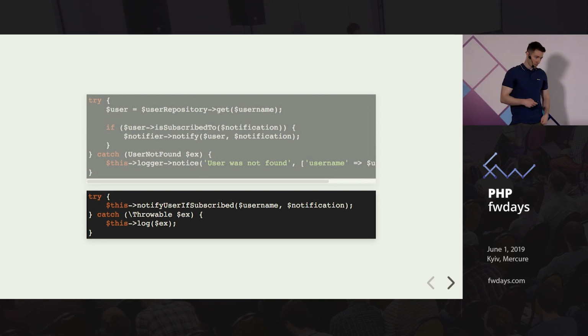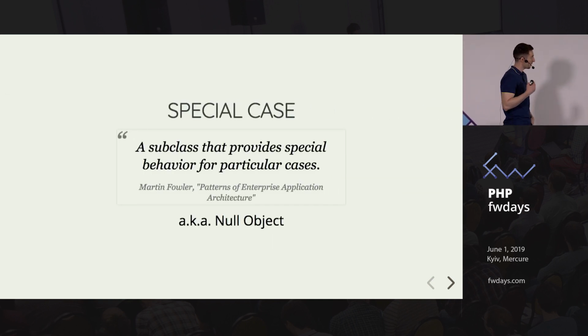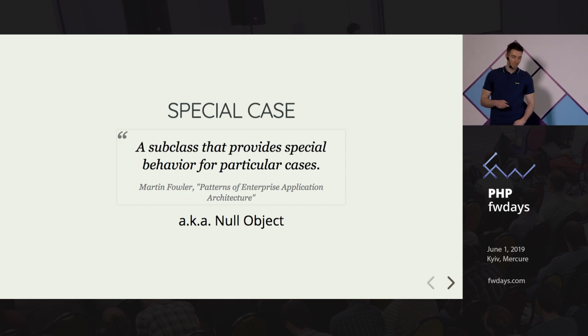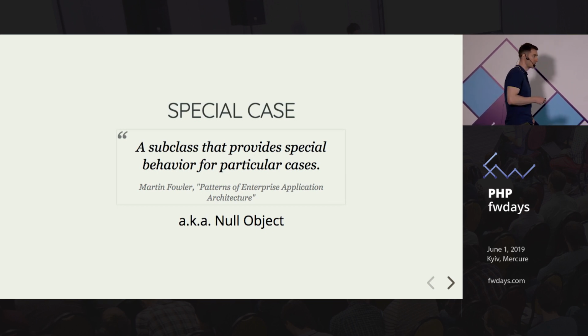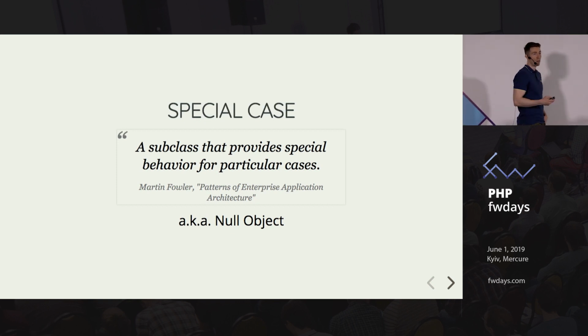Special case is the second alternative. A special case is a pattern that was described in Martin Fowler's book. It is also known as null object. So if you haven't heard of special case, you probably heard of null object. Those are pretty much the same thing. And in our example, it would work.